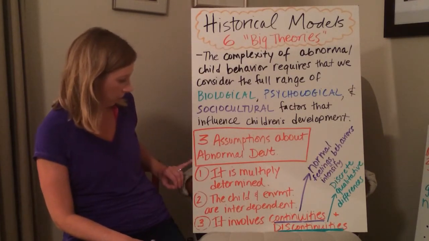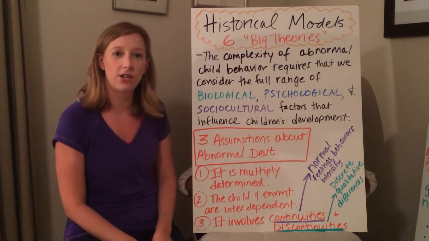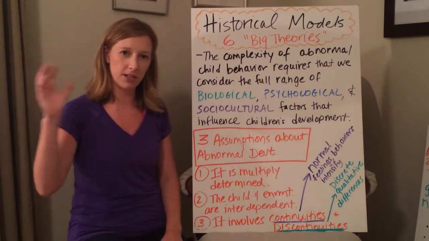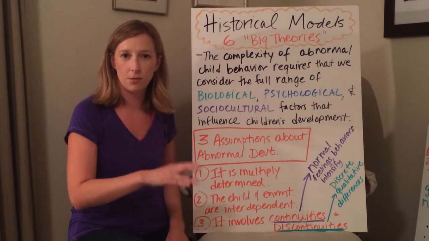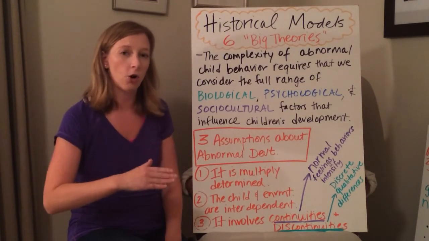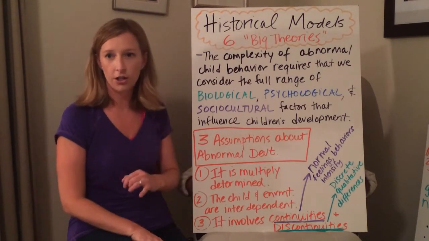Another assumption about abnormal development: the child and the environment are interdependent, all right? Child and the environment are interdependent. What that means is it's not just that the environment is affecting or influencing the child, it also means that the child has the power to shape his or her environment. That's known as bidirectionality or reciprocal relationships between the child and his or her environment.